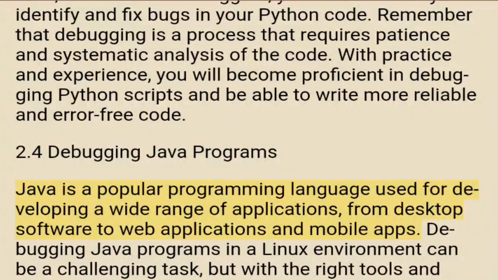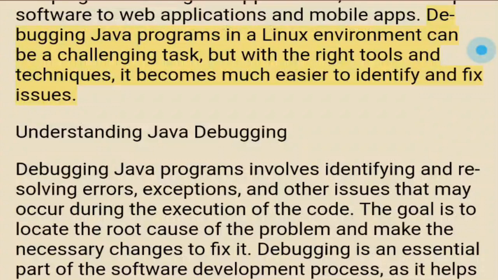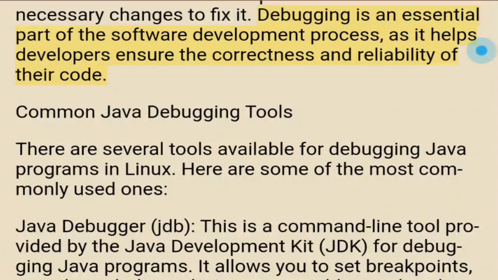Java is a popular programming language used for developing a wide range of applications, from desktop software to web applications and mobile apps. Debugging Java programs in a Linux environment can be a challenging task, but with the right tools and techniques, it becomes much easier to identify and fix issues. Understanding Java debugging. Debugging Java programs involves identifying and resolving errors, exceptions, and other issues that may occur during the execution of the code. The goal is to locate the root cause of the problem and make the necessary changes to fix it. Debugging is an essential part of the software development process, as it helps developers ensure the correctness and reliability of their code.